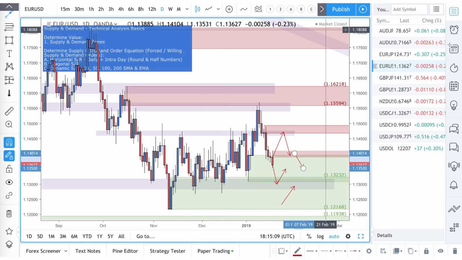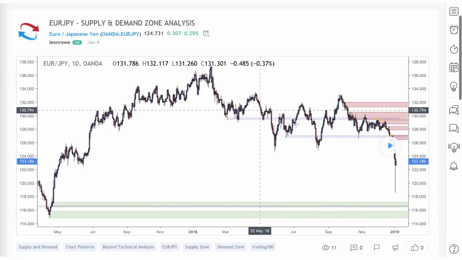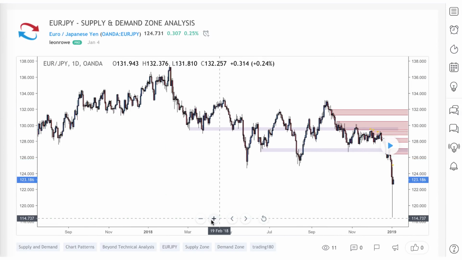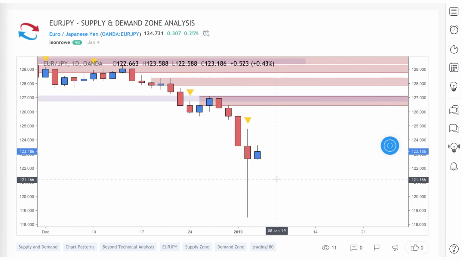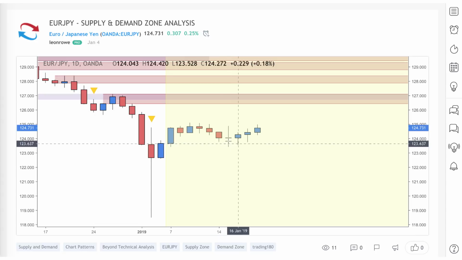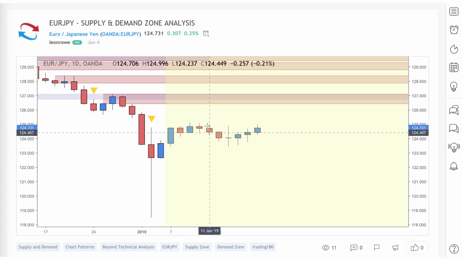Moving on to the euro yen. Let's zoom in a little bit. So last week there really wasn't much opportunity, or any opportunity, matter of fact, on the euro yen. There's still really nothing, to be fair. There's no strong levels of supply and demand.